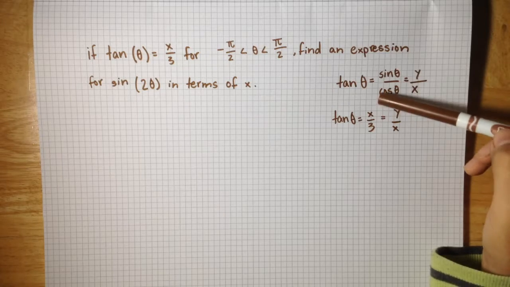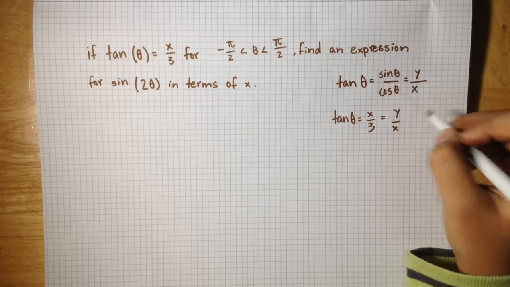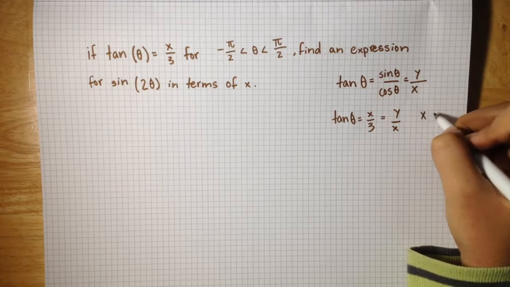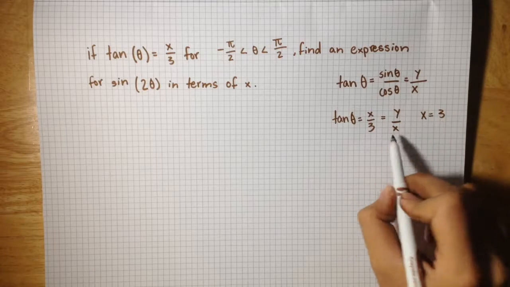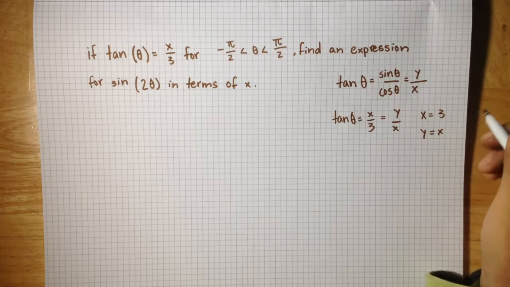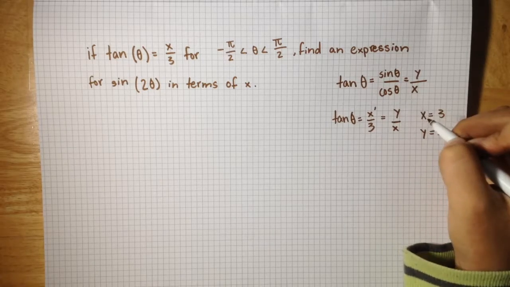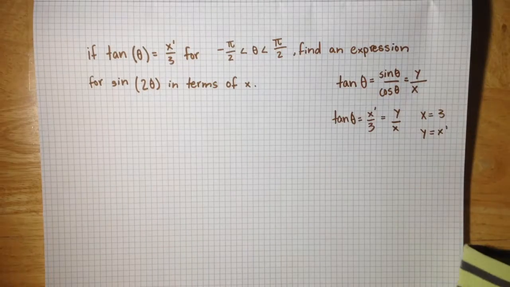This may seem confusing because the variable that they gave you is x, but just note down that x in this scenario is equal to 3, and y is equal to x. Here, let's call this x prime.